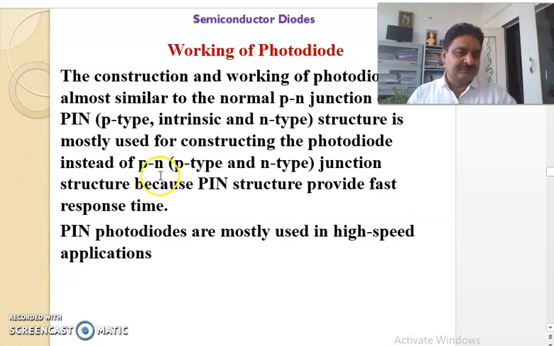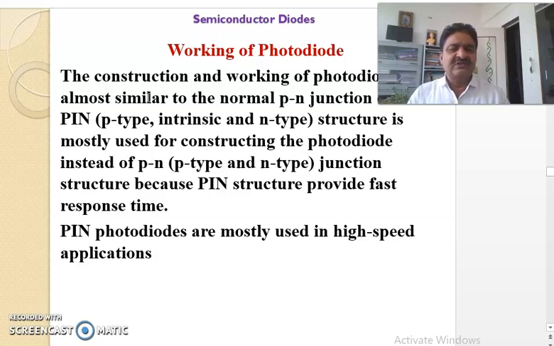How does it work? What about its working? The construction and working of photodiode is almost similar to the normal PN junction diode. It works similar to the function of the PN junction diode. P type, intrinsic and N type.